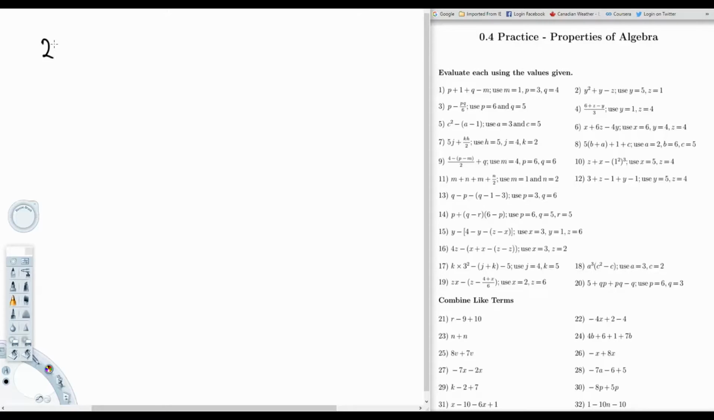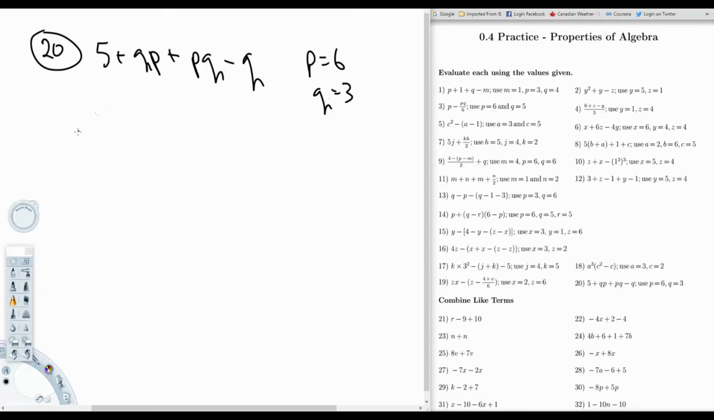All right, number 20 now. 5 plus QP plus PQ minus Q, with P equals 6, Q equals 3. All right. 5 plus... now you notice when the letters are stuck together, that means they're being multiplied. So let's do this. Q equals 3, Q equals 3, Q equals 3. Now we have P, P equals 6, and that's it. So 3 times 6 plus 6 times 3 minus 3.